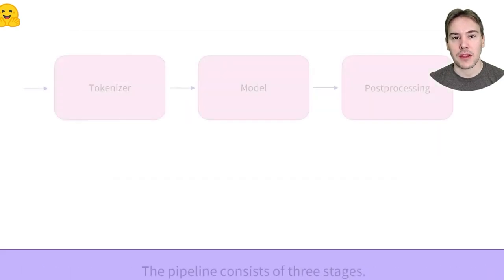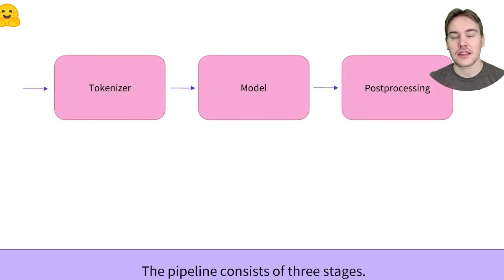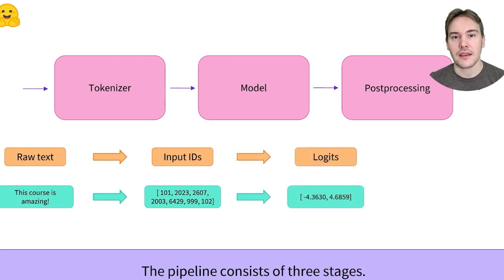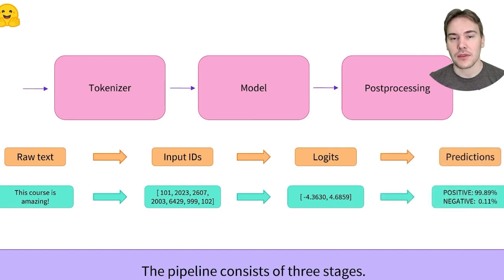As we've seen in the pipeline presentation, there are 3 stages in the pipeline. First, we convert the raw text to numbers the model can make sense of using a tokenizer. Then those numbers go through the model, which outputs logits. Finally, the post-processing steps transform those logits into labels and scores.